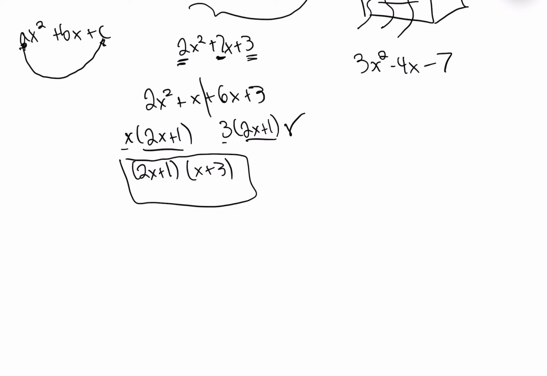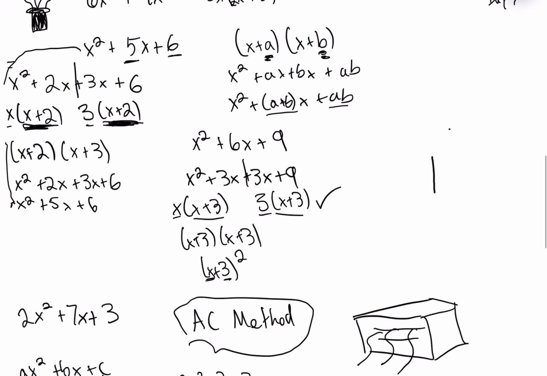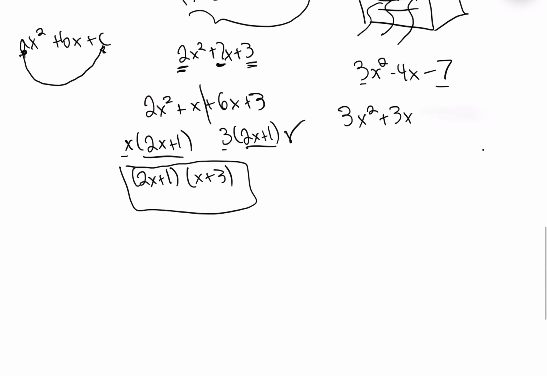So we use the same method. We multiply 3 and negative 7 to get negative 21. We think, okay, what multiplies to negative 21 and adds to negative 4? We can figure out that it's negative 7 and 3. We rewrite this: 3x squared plus 3x minus 7x minus 7. Again, these two equations are the same.